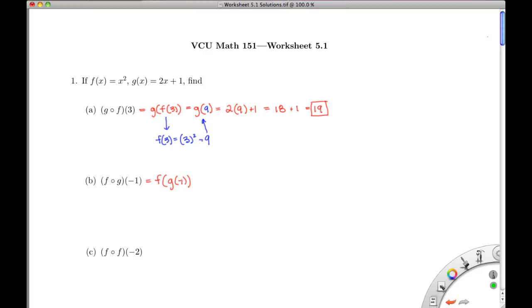And we'll do a little sidebar here. So we're going to evaluate g at -1. G tells us we take 2 and multiply the input and then add 1. So that's going to give us -2 plus 1 or -1. So this is the value we're going to take and plug back into f for our original question here. So we're going to take f, and now we're going to evaluate this at x equals -1.